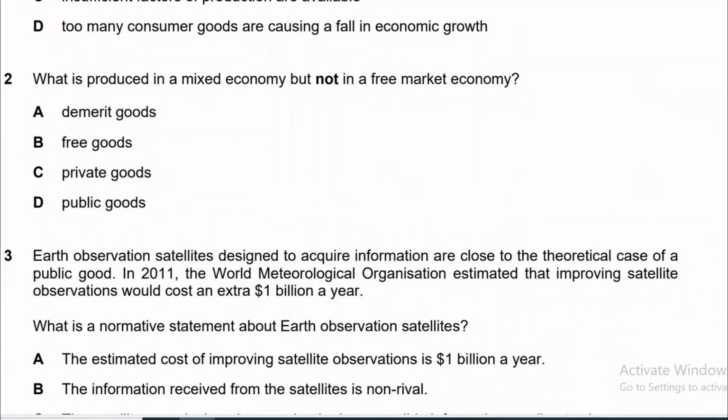What is produced in a mixed economy but not in a free market economy? A mixed economy is a type of economy in which government and private sector both contribute to produce goods and services. So what happens in a mixed but not in a free market economy, right? So demerit goods are the harmful goods like cigarettes, alcohol, and these are produced in a free market economy. We have to find out something that is not produced in a free market economy, right?